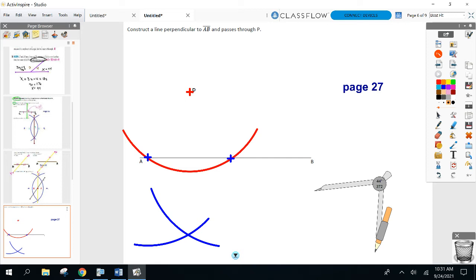So you made the first arc, which was the smile there, opened up your compass a little wider, put your compass point on each point of intersection, and made 2 arcs that intersect, hopefully right below P. And then grab your straight edge, draw on your perpendicular line.